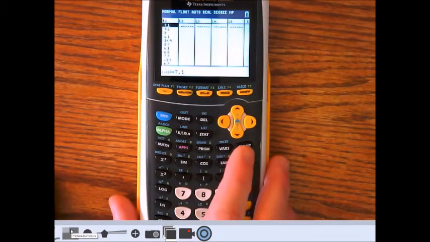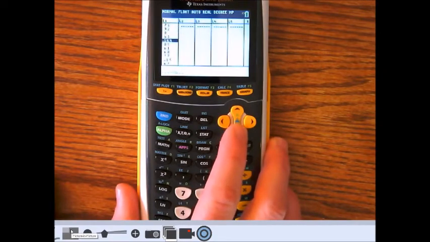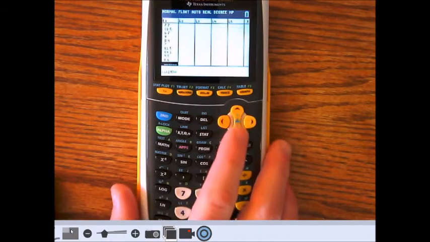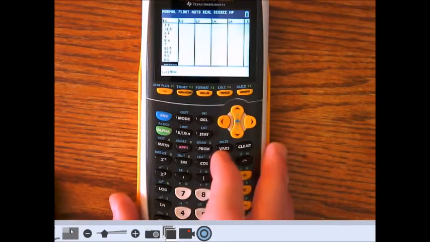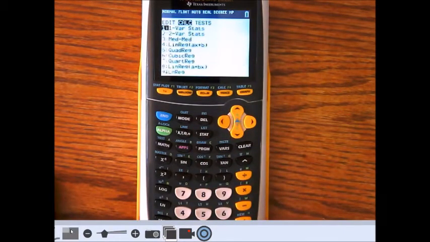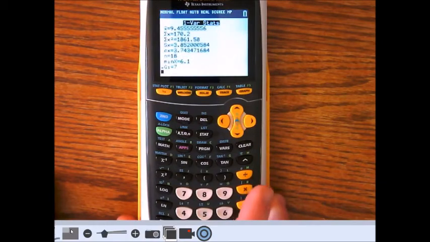Now I already plugged them in, but I plugged in all of those data points into one list. I've had some people say, should I put some in L1 and some in L2? Nope, put them all in L1. And then we're going to do Stat, move it over to Calc, one variable statistics, calculate. Now, if you don't get all of these numbers, that probably means your diagnostic is turned off. You want to turn it on. I'll show you that in just a second.